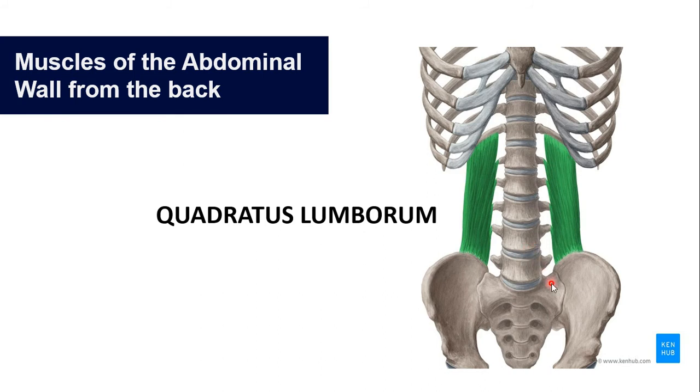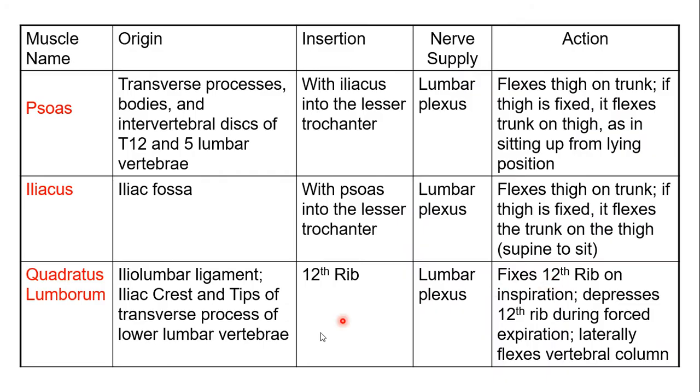Okay, so here is a slide with the table. For example, let's focus here on the quadratus lumborum. All of the muscles are supplied by the lumbar plexus, but the action for your quadratus lumborum is that it fixes the 12th rib on inspiration, and then it depresses the 12th rib during forced expiration. Take note of that. And if you laterally flex the vertebral column or your trunk, if you want to reach your toes from the side when you're standing, the one active is your quadratus lumborum.